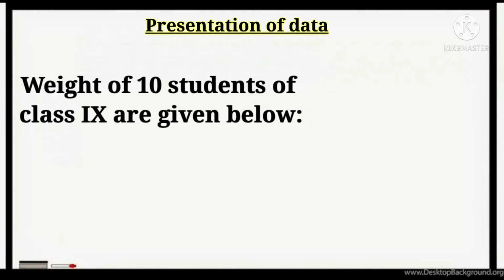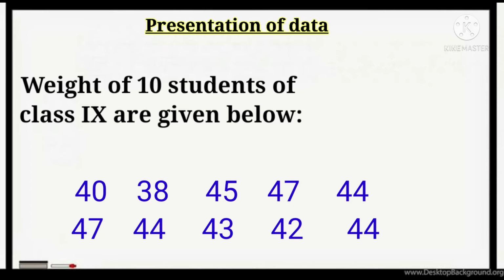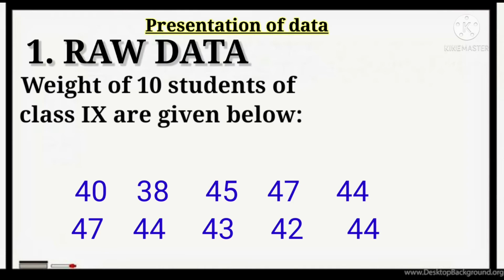Here you can see the weights of 10 students of class 9 are given below. The weights are 40 kg, 38, 45, 47, 44, 47, 44.5, 43, 42 and 44. I have written the numbers randomly, so the data are not in increasing order, nor in decreasing order. They are in a random manner. These types of data are called raw data.